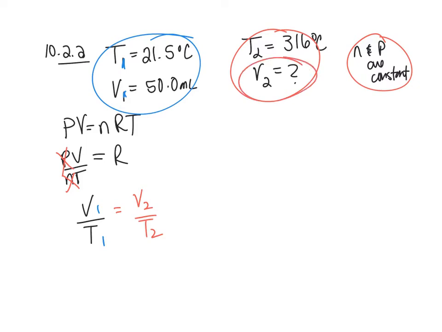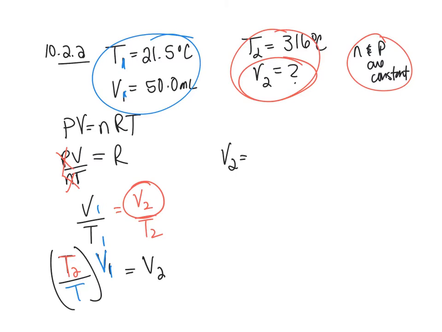Okay, so I need to solve for V2. So I want to rewrite this equation where V2 is isolated. And so that's going to mean V2 equals T2 divided by T1 times V1. And so now I'm going to plug and chug.